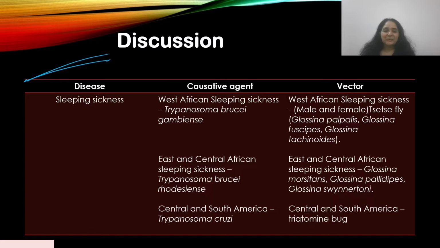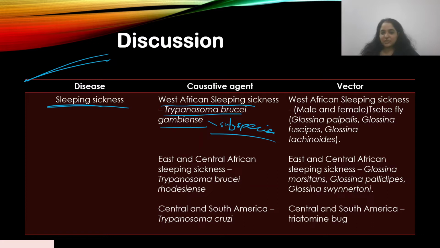Okay, so here we have sleeping sickness. So you have West African sleeping sickness, and it's Trypanosoma brucei gambiense. Okay, so here Trypanosoma is a genus, brucei is a species, and gambiense is the subspecies involved. Okay, so usually they write Trypanosoma gambiense. It's actually Trypanosoma brucei gambiense.